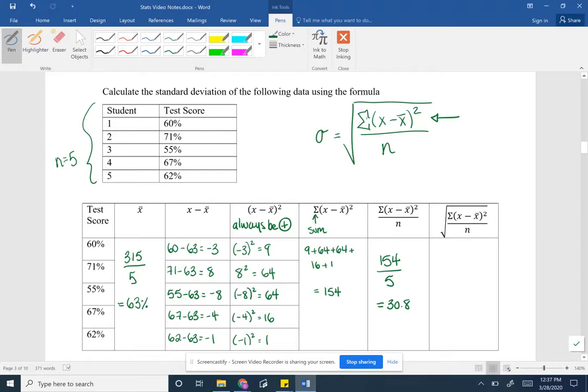Perfect. Last step we got to do is take the square root of this whole thing. So let's take the square root of that number. And we get 5.549. There's a couple decimal places after that. I'm just going to put some dots. And that's how you calculate standard deviation by hand.